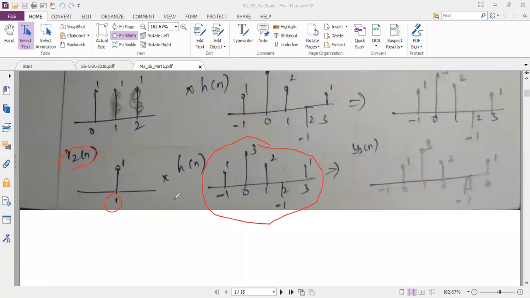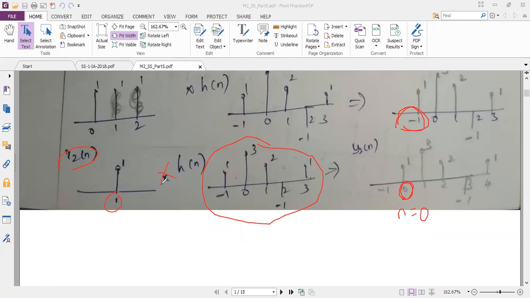And where do I have to place the product now? See, initially in the first output, I placed it at -1. So for the next product, I have to place it at 0. I have to shift one position towards the right. So the placing of the sample value is at n equal to 0, because the first output I placed at n equal to -1. The next output I have to place at n equal to 0.